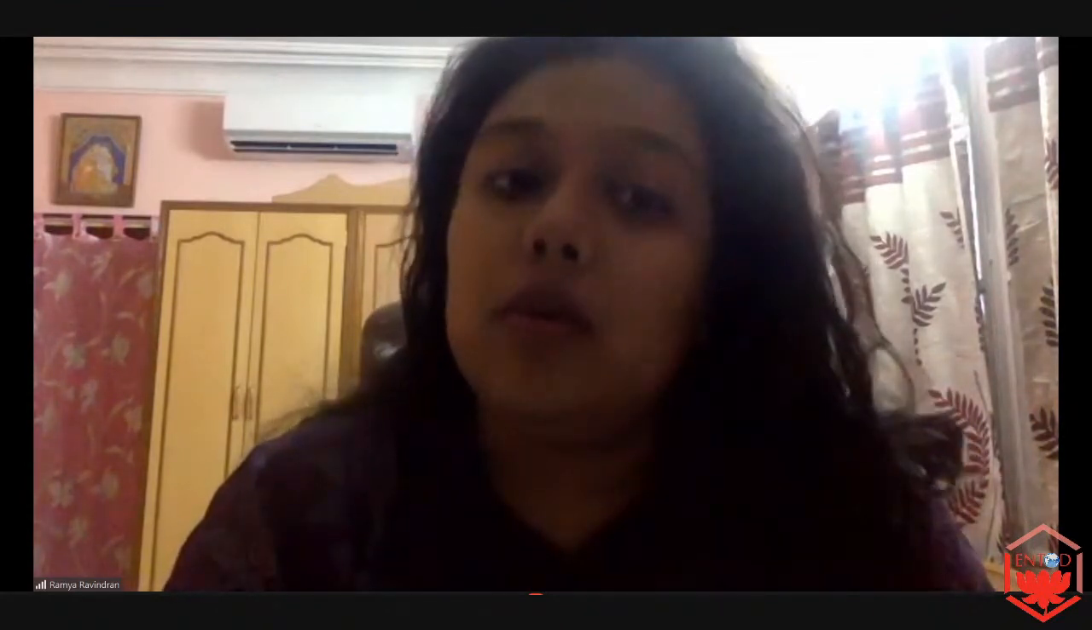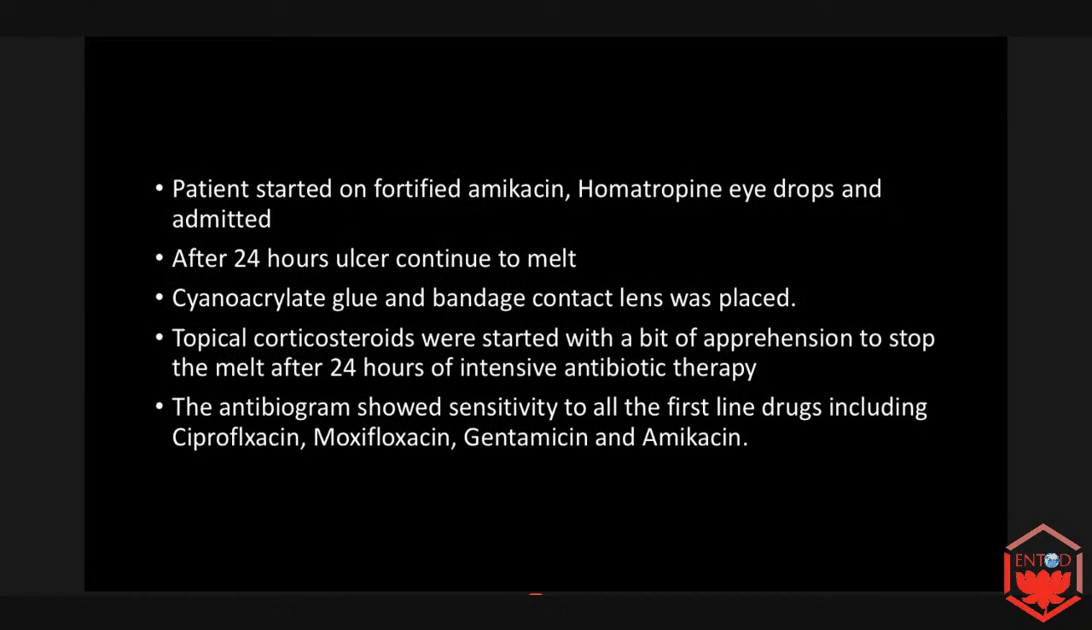But after 24 hours, the ulcer continued to melt. And at that point, I used cyanoacrylate glue and a bandage contact lens in place. I also started him on topical corticosteroids with a bit of apprehension, but it was after 24 hours of intensive antibiotic therapy. And the antibiogram, which came after 5 days, showed sensitivity to all the first-line drugs.